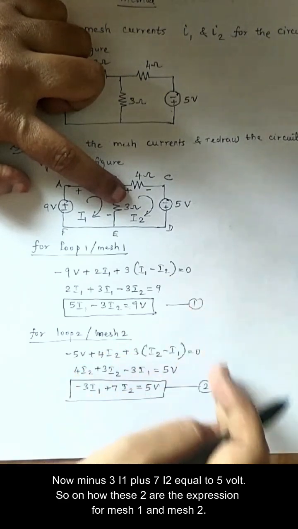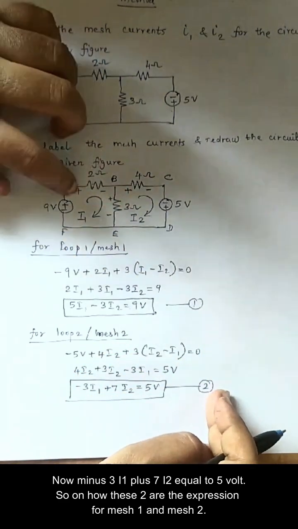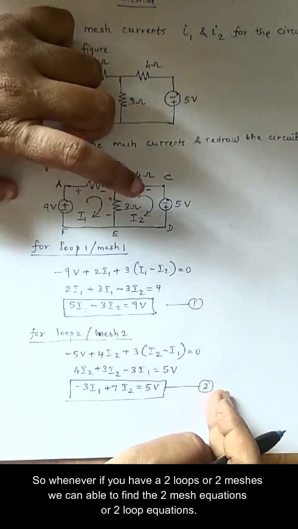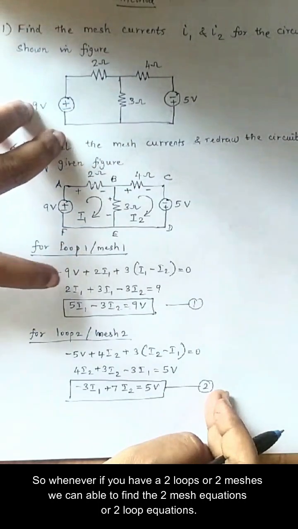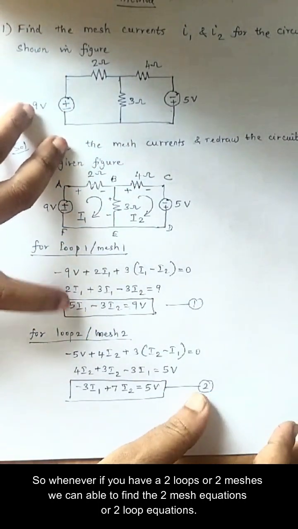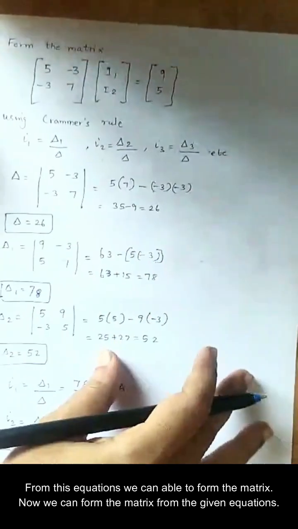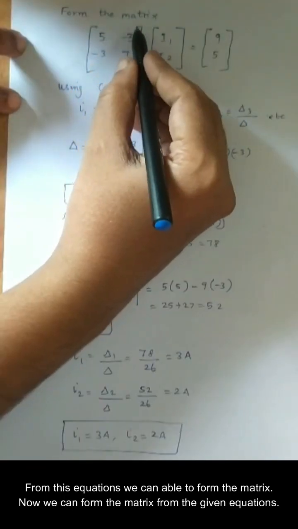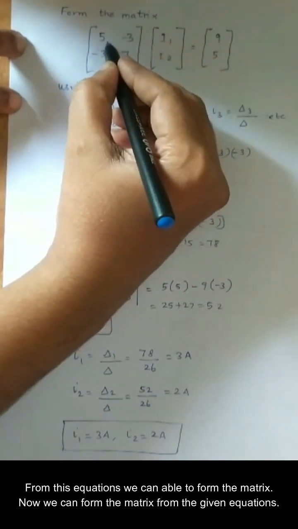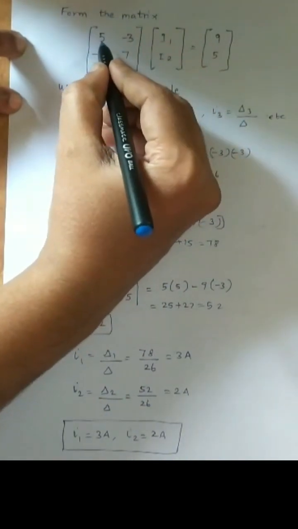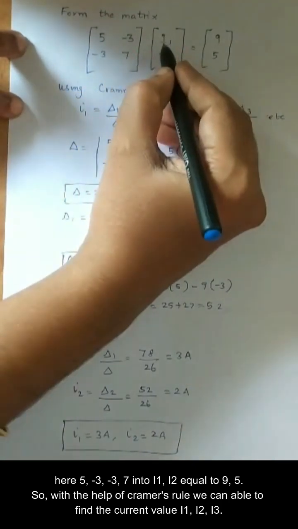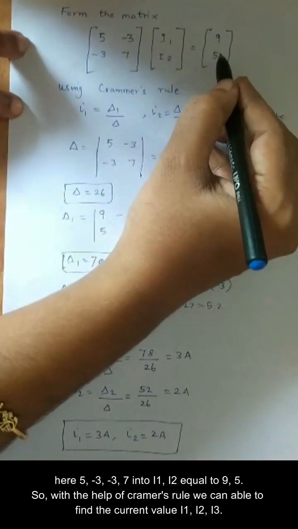So now these two are the expressions for mesh 1 and mesh 2. Whenever you have two loops or two meshes, we can find two mesh equations, or two loop equations. From these equations we can form the matrix. Now we can form the matrix from the given equations. Here: 5, minus 3, minus 3, 7, times I1, I2, equal to 9, 5.